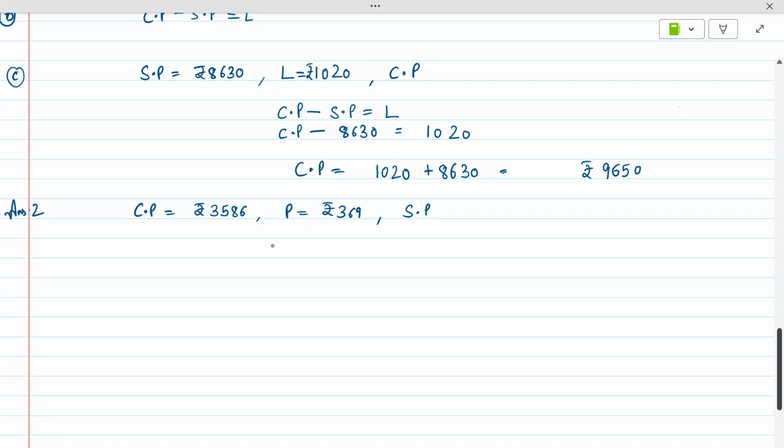Which formula are we going to use for profit? SP minus CP is equal to profit. SP we have to find out. CP is given: 3586. Profit is 369. What are we going to do? We are going to move this to the right side. It will become plus. It will be 369 plus 3586.